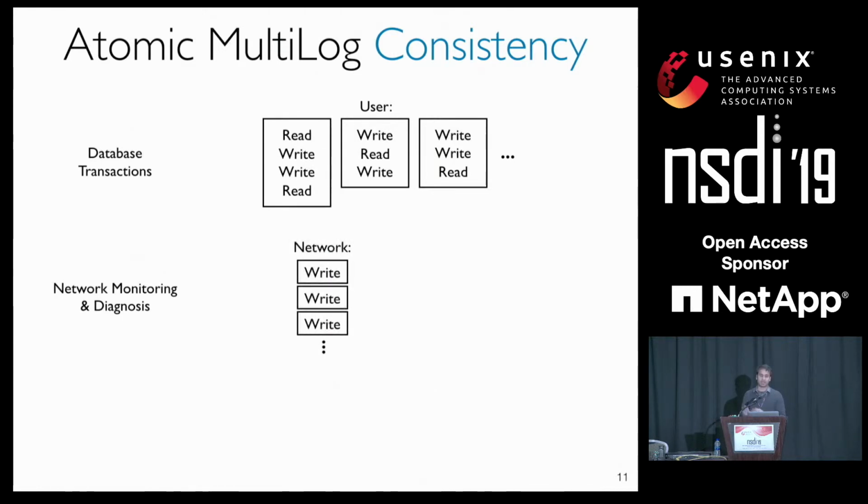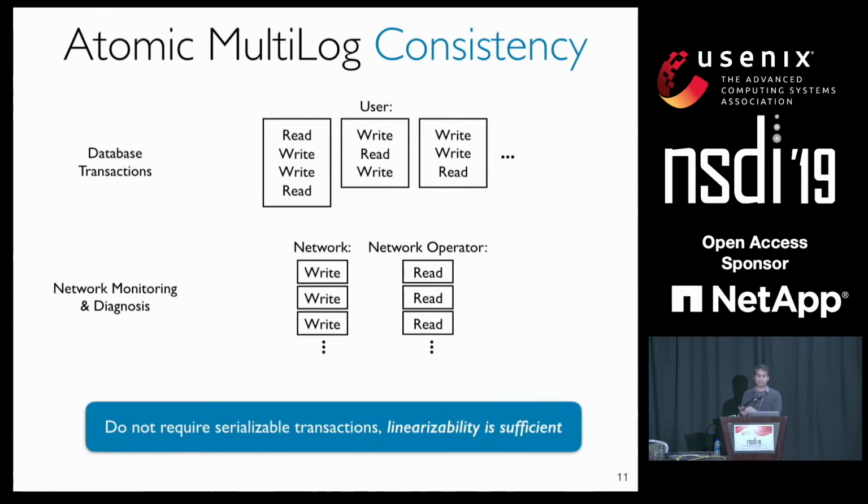In contrast, network monitoring and diagnosis stacks have a very particular access pattern for their data. On one hand, you have the network, which performs a series of writes on unique packet headers, while on the other hand, you have the network operator, which performs several queries which assist in monitoring and diagnosis functionalities, which can be visualized as a series of read operations on the data. Now, given that we are only performing these single object reads and writes, we can actually relax the transactional guarantees to something like linearizability guarantees, which provides the required correctness guarantees, but does not have the high overheads of transactions.